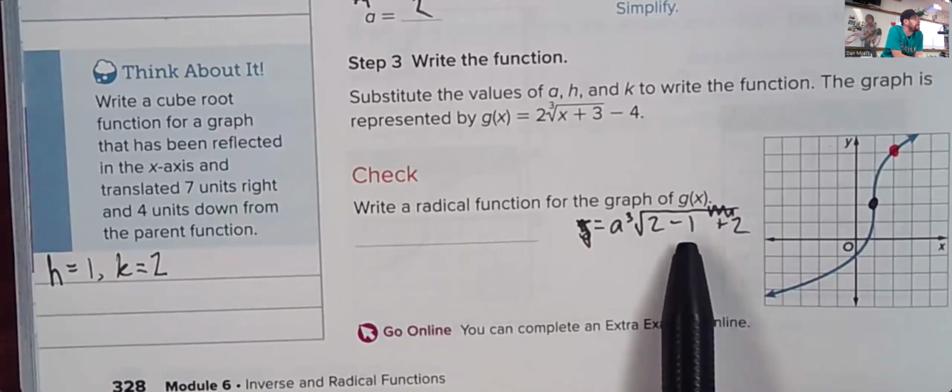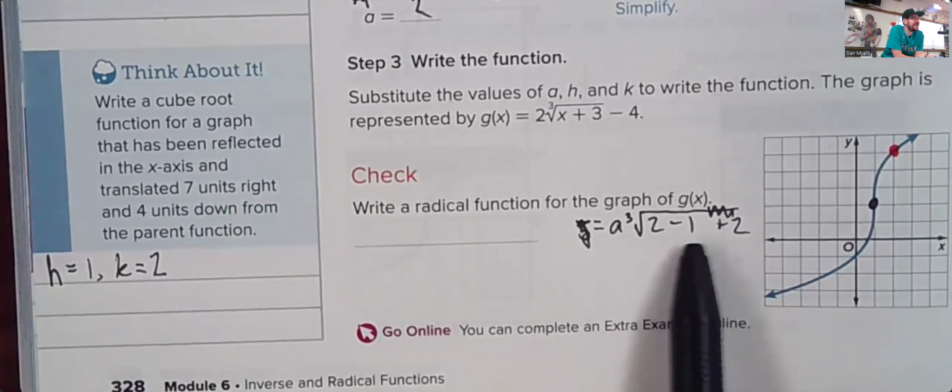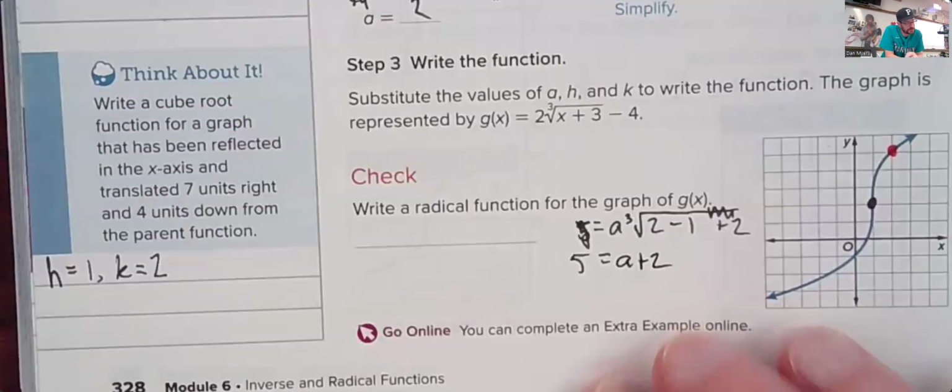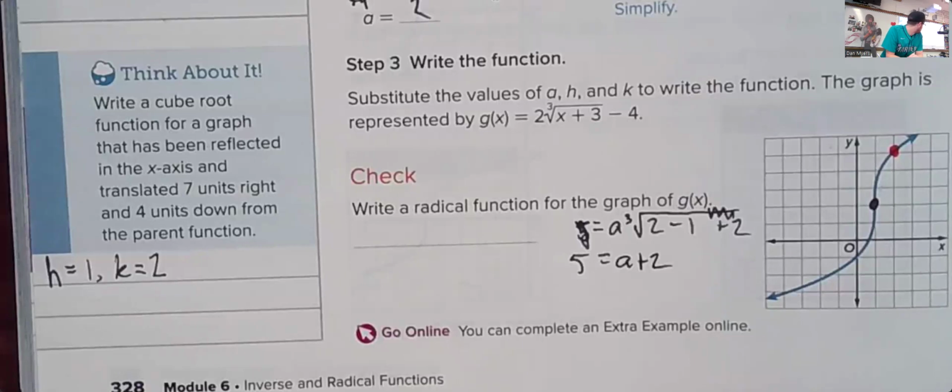What's 2 minus 1? 1. What's the cube root of 1? What's a times 1? A. So this is 5 equals a plus 2. So what does a equal? 3. Yeah, a equals 3.